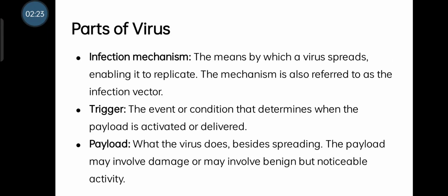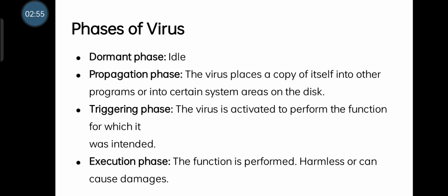And the next is parts of the virus. Here we have three categories: infection mechanism, trigger, and payload. The infection mechanism is how a virus spreads, enabling it to replicate. This mechanism is also called the infection vector. Trigger is the event or condition that determines when the payload is activated or delivered. Next is payload: what the virus does besides spreading. The payload may involve damage or may involve not-noticeable activity. The phases of a virus are the dormant phase, propagation phase, triggering phase, and execution phase.